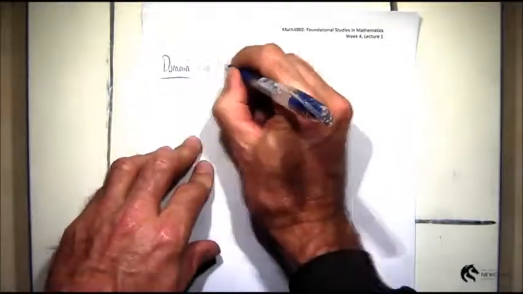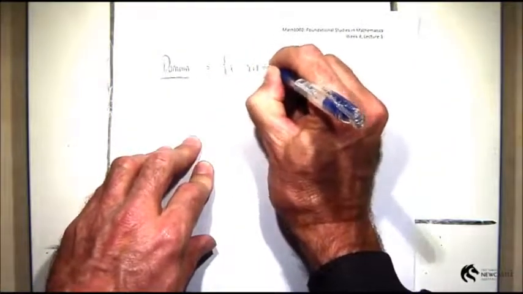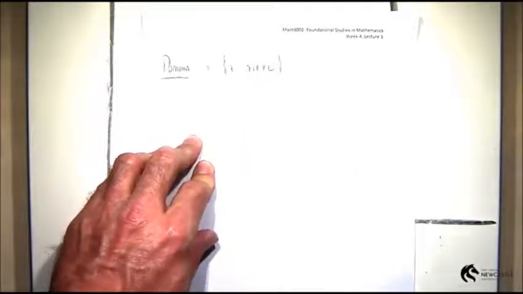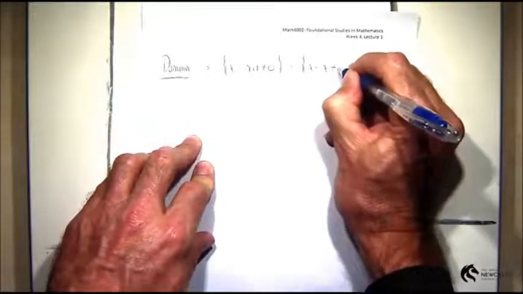So our domain is the set of all x values such that x plus 1 is not 0. And another way of writing that would be to say the set of all x values such that x is not equal to minus 1. So for every value except minus 1, there will be a point on the function.